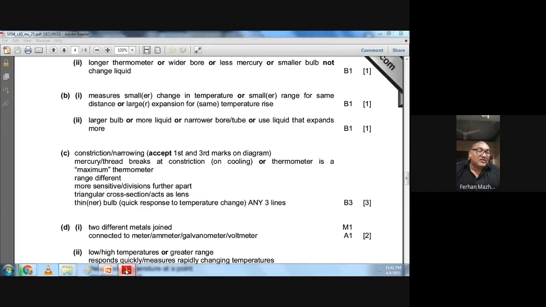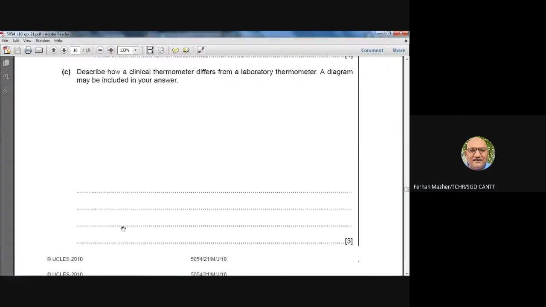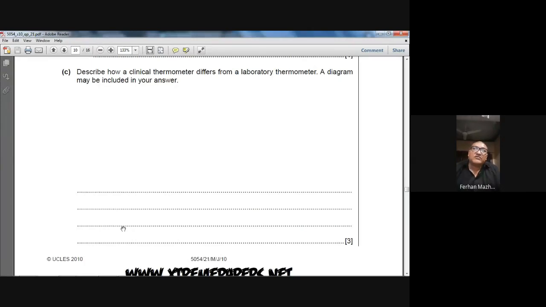This particular concept. Describe how a clinical thermometer differs from a laboratory thermometer. A diagram may be included in your answer. It's a 3-mark question. He wants you to describe how a clinical thermometer differs from a laboratory thermometer.